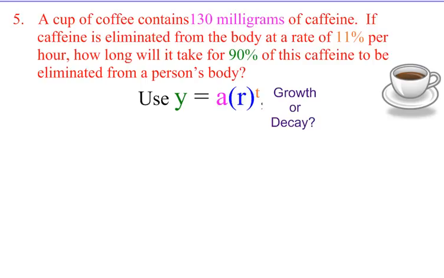Next, it says a cup of coffee contains 130 milligrams of caffeine. If caffeine is eliminated from the body at a rate of 11% per hour, how long will it take for 90% of this caffeine to be eliminated from a person's body?